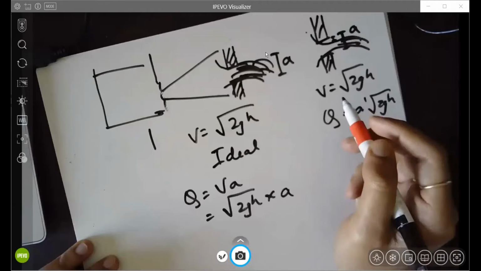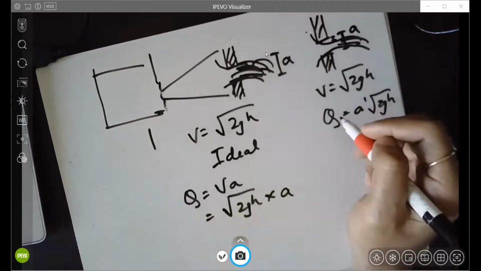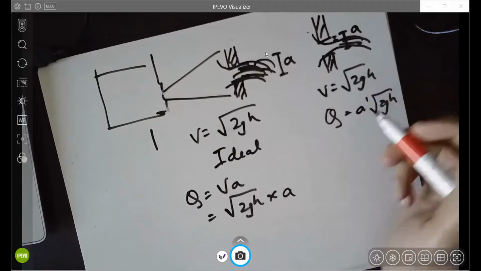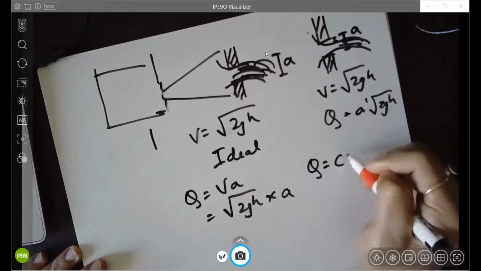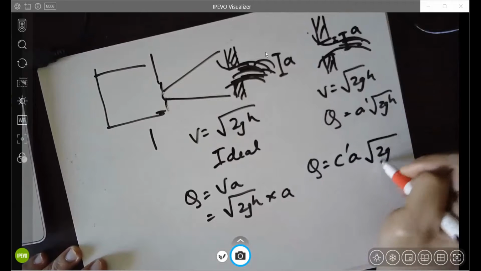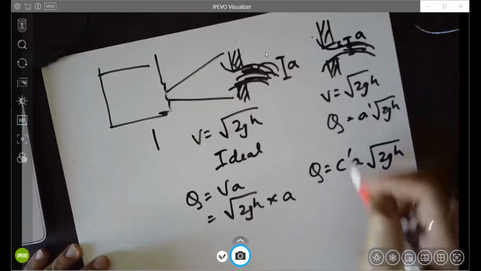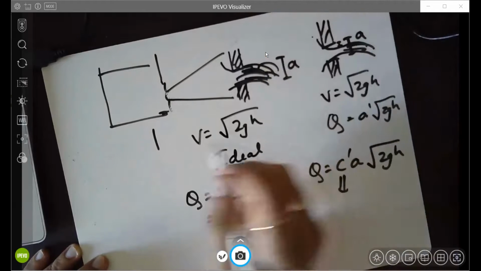So to account for that, they give up this thing. The scientists made an empirical equation. The actual area is, you make a correction to the area of the orifice times root 2gh. This correction mostly depends on the type of the orifice.